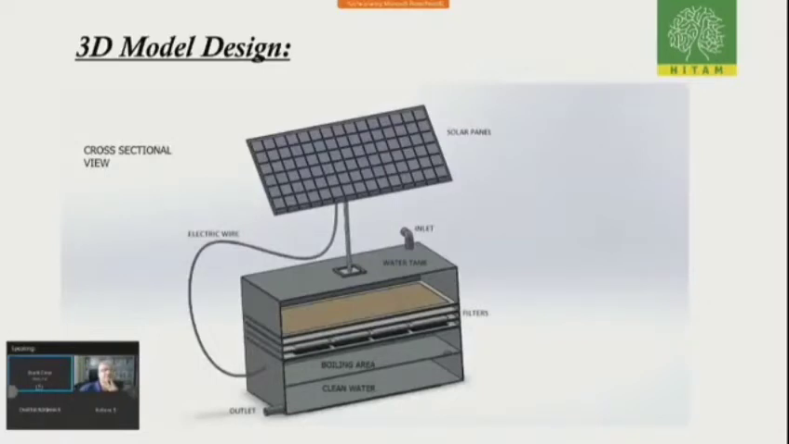This is the 3D model of our project. Here there are three filters, one boiling area and clean water outlet, inlet, electric wire, and a solar panel.